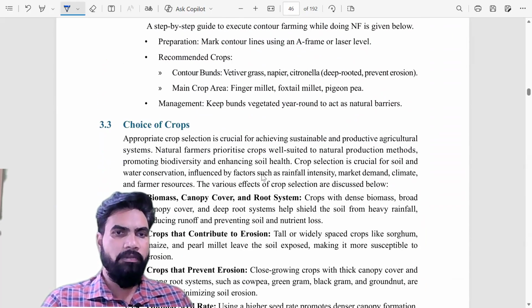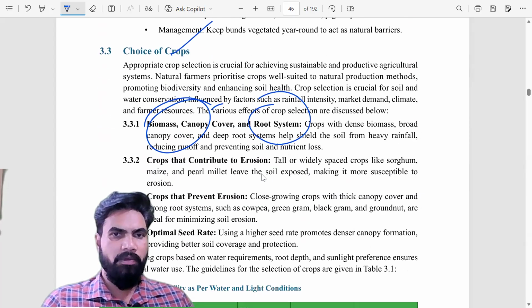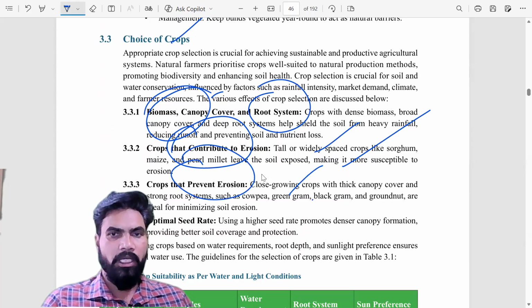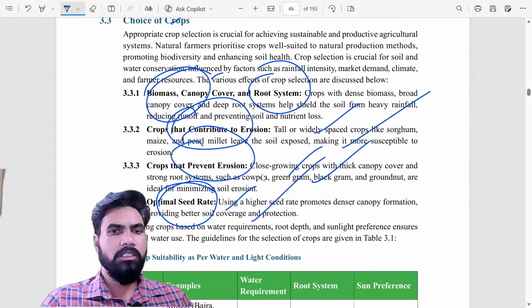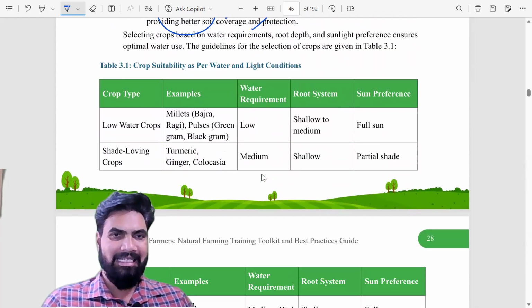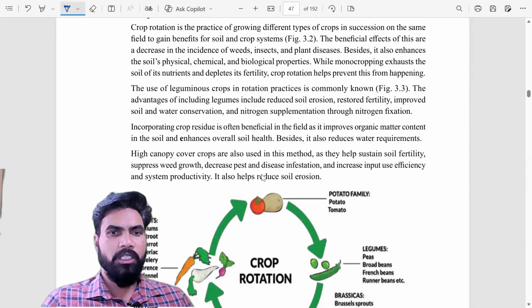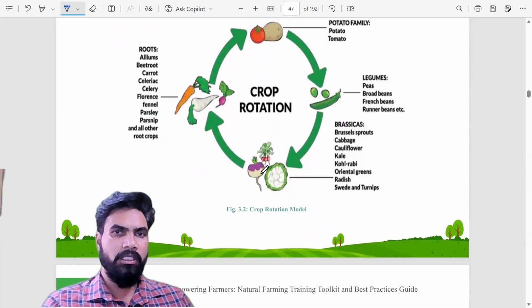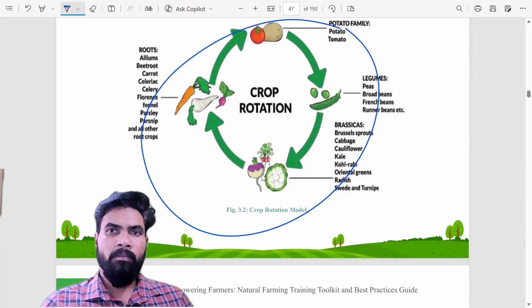Okay, then choice of crops. Biomass, canopy cover, and root systems. These are also given importance. Then crops that contribute to erosion, they are mentioned. Crops that prevent erosion, their mention is also there. Optimal seed rate, all these things we have to choose intelligently. Okay. Then crop rotation is also one of the important components. Okay. So here in this image, one important crop rotation cycle has been given.